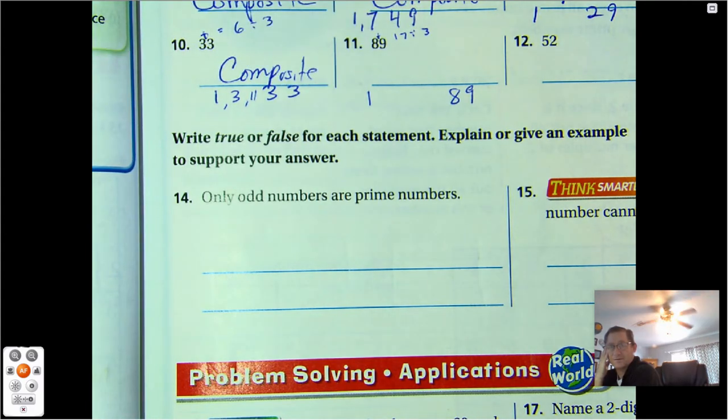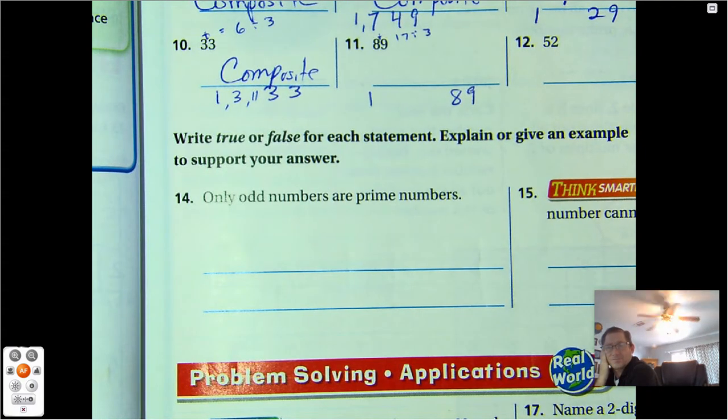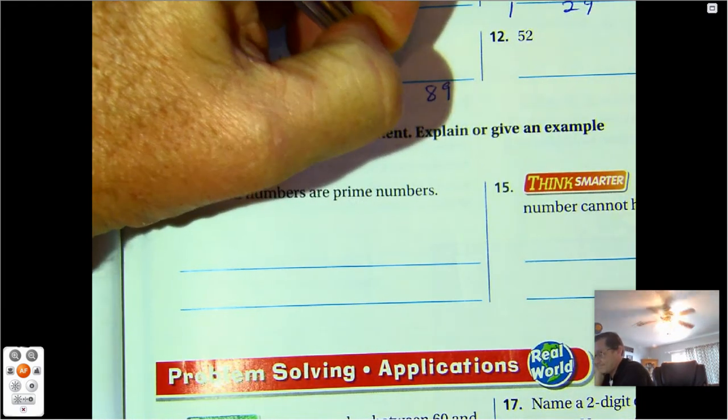7 times 10 is 70. 77, 84, 91. No, 7 didn't work. 8 times 10 is 80. 11 times 8 is 88. So no, if I add another 8, I'm going to be over 88. It'll be 96, so no. 9 times 9 is 81. If I add another 9, that's 90. Okay, so no, this one's prime. It just has 1 and 89.